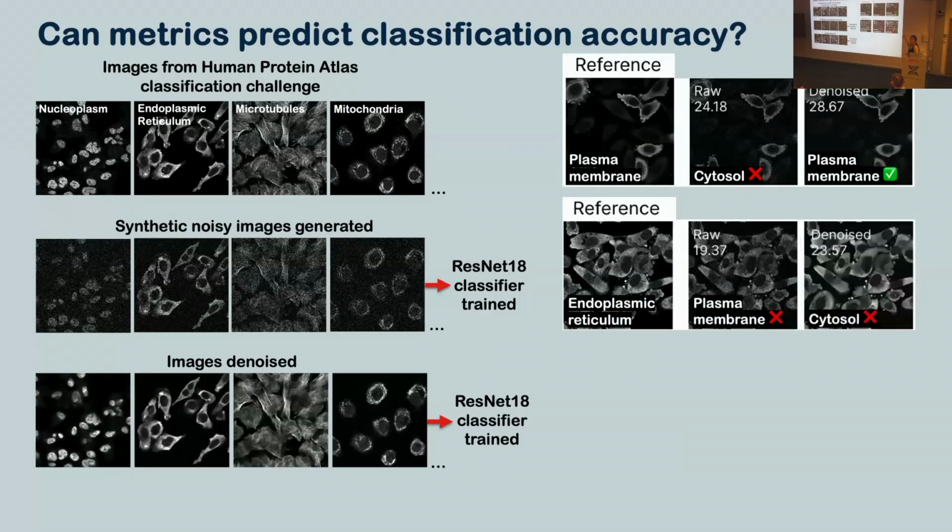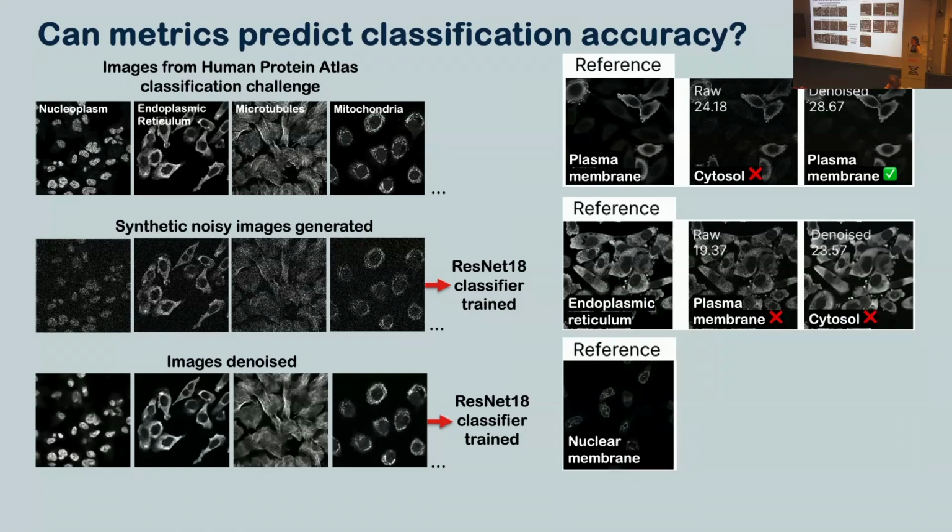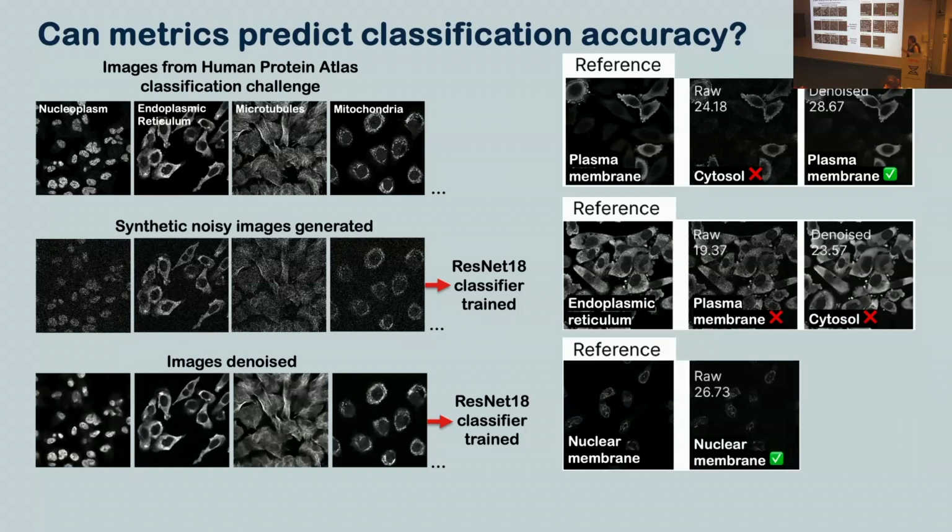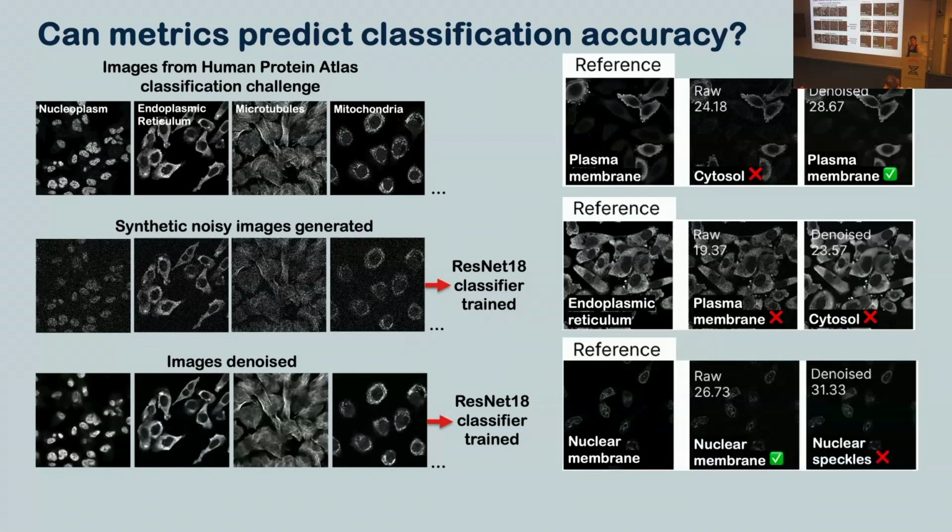But the denoising still doesn't help. It denoises it, but now it's classified as the cytosol. So that's not helpful. And our final example, nuclear membrane. Again, in this case, the noisy data is like, oh, yeah, I know him. That's the nuclear membrane. Whereas after denoising, it gets it wrong.